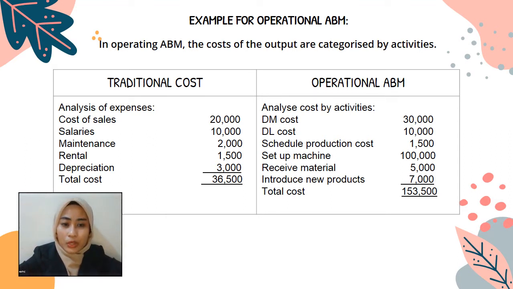Different from that, in operational activity-based management, the cost of output is analyzed by activity. As we can see, the direct material cost is that one, the direct labor cost is that one, the setup machine activity cost is that one. So it's more specific by activity, so it's easy to identify which activity brings added value and which activities are non-added value activities.